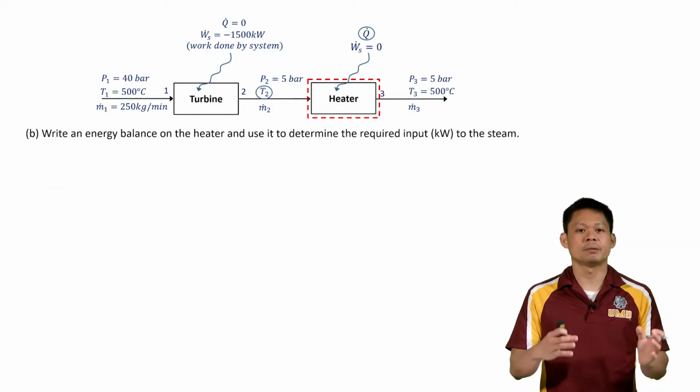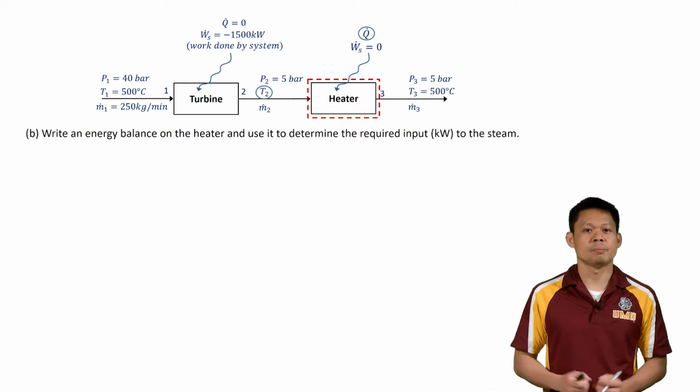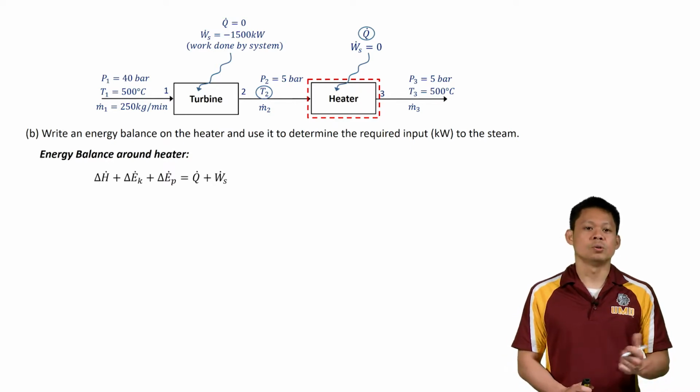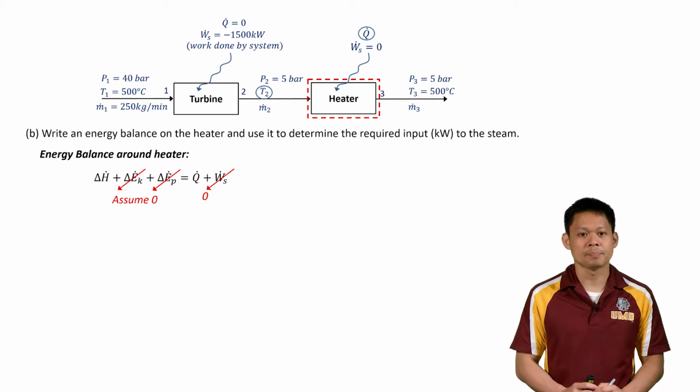Now we're moving on from the turbine to the heater. We're going to do the same thing. Now we're going to look at the energy balance for the heater. So starting with our overall and our generic energy balance for an open system. No kinetic energy changes, no potential energy changes. In this case, no shaft work. So those three terms are going to be 0.